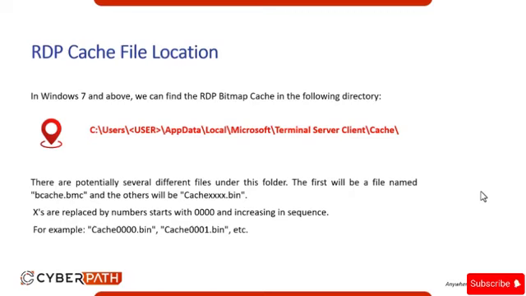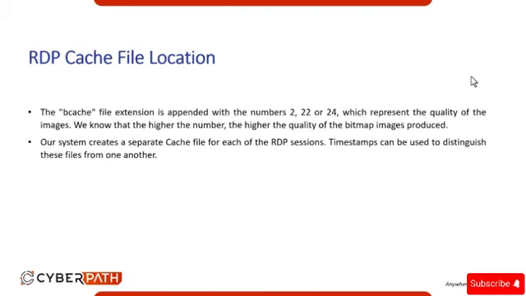cache0001.bin, etc. The bcache file extension is appended with the numbers 2, 22, or 24, which represent the quality of the images. We know that the higher the number, the higher the quality of the bitmap images produced. Our system creates a separate cache file for each of the RDP sessions. Timestamps can be used to distinguish these files from one another.